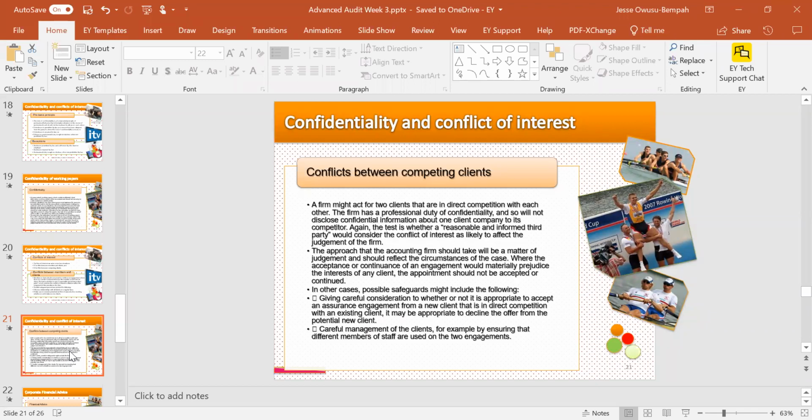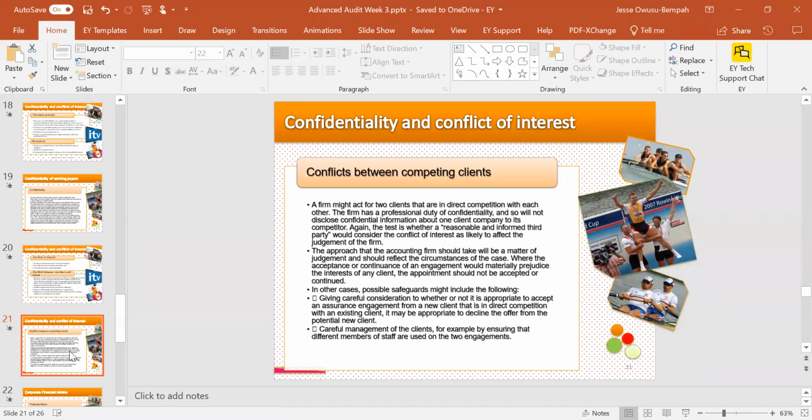Always consider it. Is this assurance engagement that I'm going to accept one where my client is in direct competition with another? Is it going to affect my judgment? Very, very key. Extremely key. If it is, then you have to advise yourself, and you also have to carefully manage the clients.